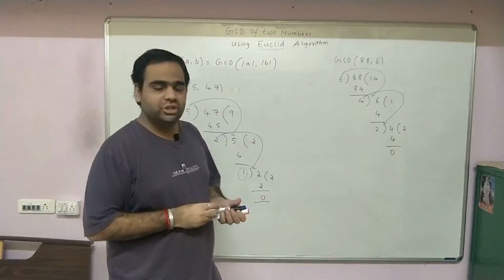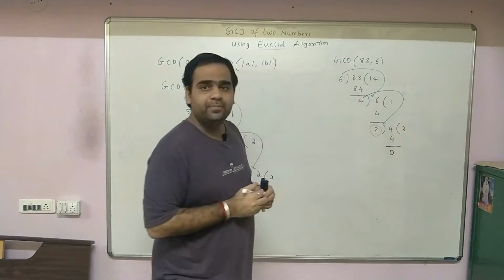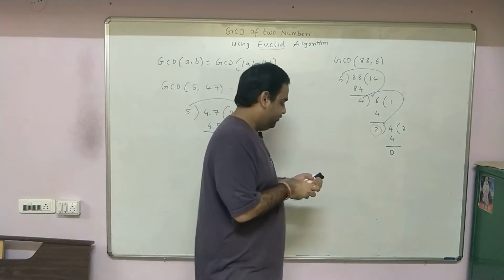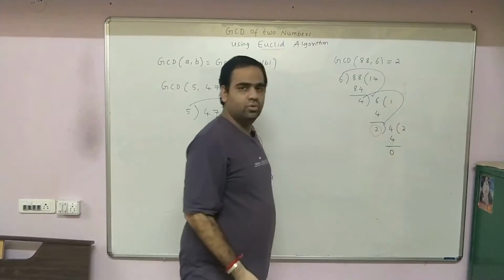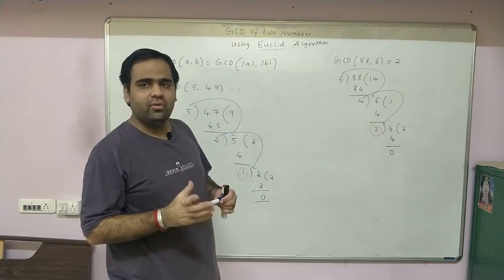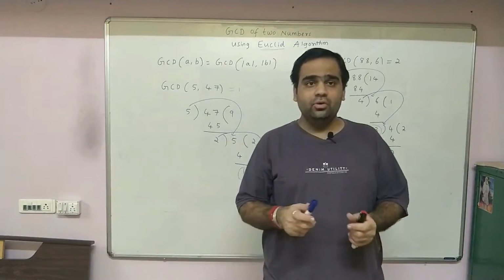Whenever the remainder is 0, we know that the previous divisor will be the GCD, that is the highest common factor. Therefore, the highest common factor of 88 and 6 is equal to 2. This is how we find the GCD of two numbers using the Euclid algorithm.